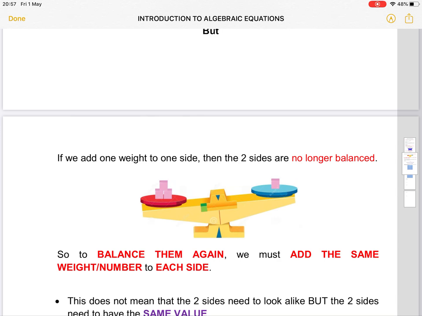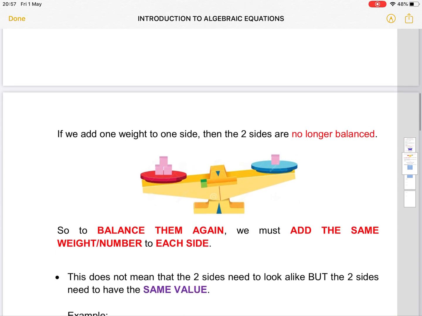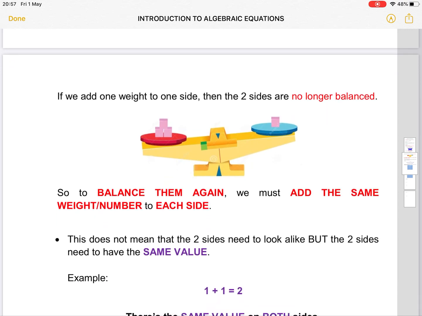Now, when we say the sides are balanced, this does not mean that the two sides need to look alike, but the two sides need to have the same value. For example, if we have on one side 1 plus 1 and on the other side we have 2, then the two sides are balanced.